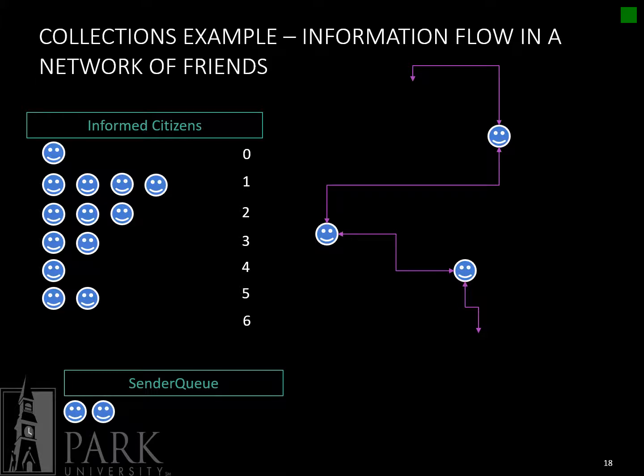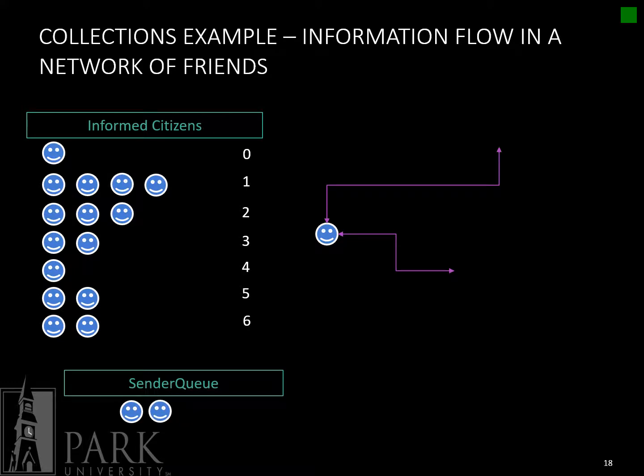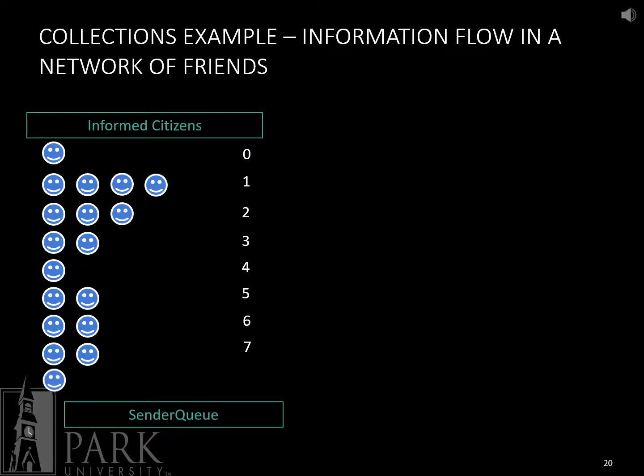Make a little more room here. Okay, we'll move this guy to the informed. He's told his friend. Move this guy up. He's told his friend. Okay. And then finally, he gets to his friend first, and he gets added to the sender queue. And there you have it, our completed gossip simulation.